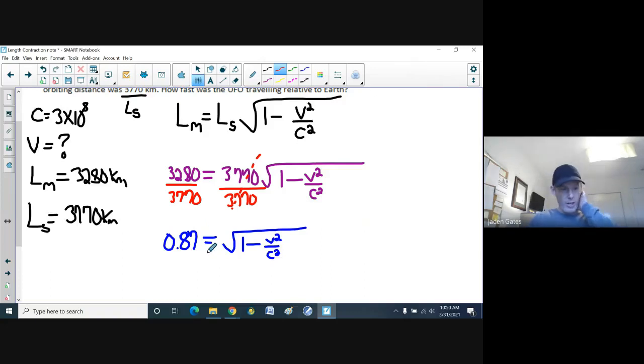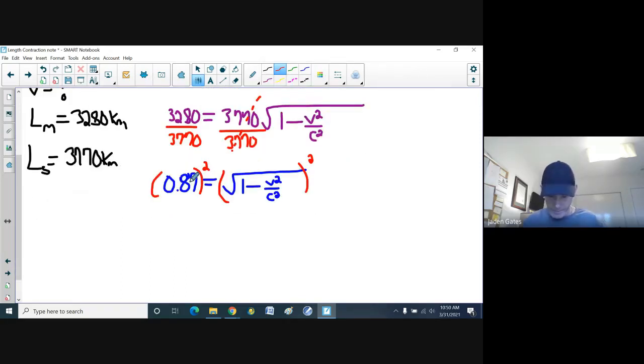Well, the easiest thing I can do here is let's square both sides. That'll get rid of that square root sign. That's annoying. So let's square both sides. And so when I square 0.87, what do I get here? 0.87 squared, 2 decimal places. I'm going to go with 0.76. All right, well, squaring undoes the square root. So now I've got 1 minus V squared over C squared. I got a fraction there.